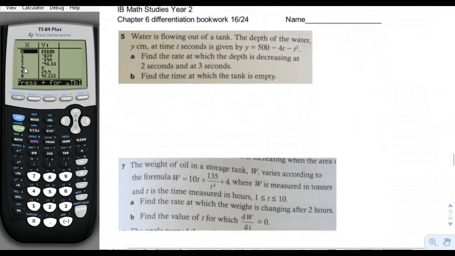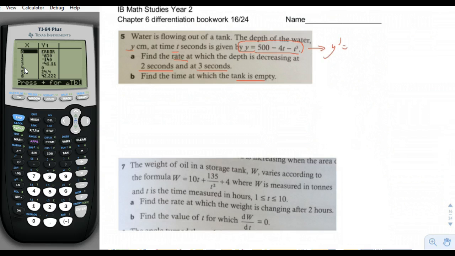Okay, 5. Water is flowing out of a tank. The depth of the water, y, at time t is given by 500 minus 4t minus t cubed. Find the rate at which the depth is decreasing at t equals 2 seconds and at 3 seconds. Find the time at which the tank is empty. Okay, so this is the level of the water in the tank. Let's find the rate at which the depth is decreasing or increasing.